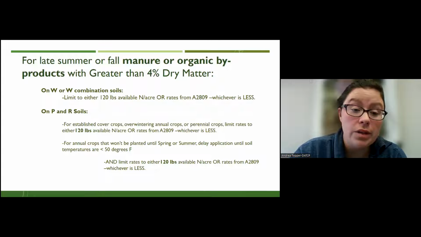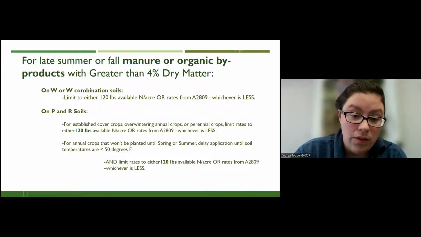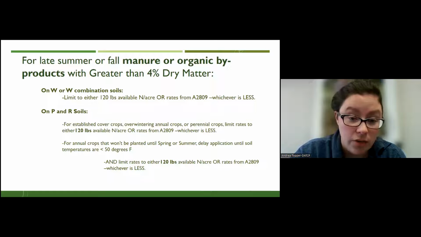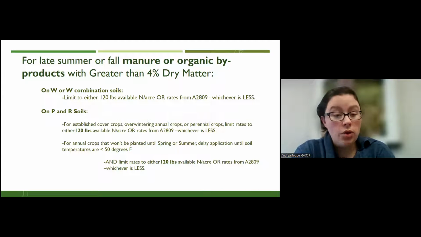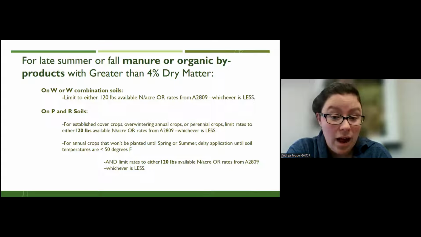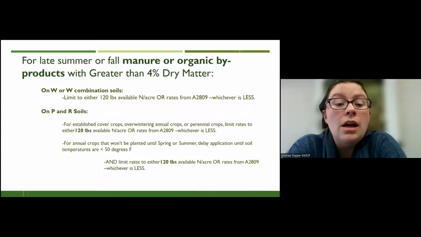On P and R soils, if you have established cover crops, an overwintering annual crop, or a perennial crop, you're going to limit your rate to either 120 pounds of available N, or again, rates from A2809, whichever is less. For annual crops that aren't going to be planted until spring or summer, we need to make sure that we're delaying our applications until soil temps are less than 50 degrees Fahrenheit.